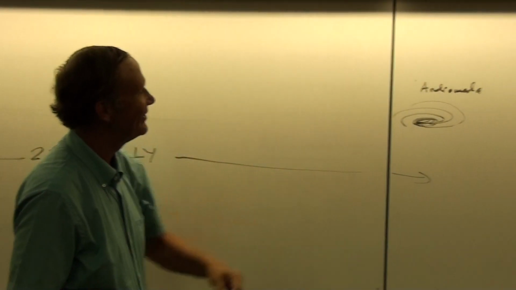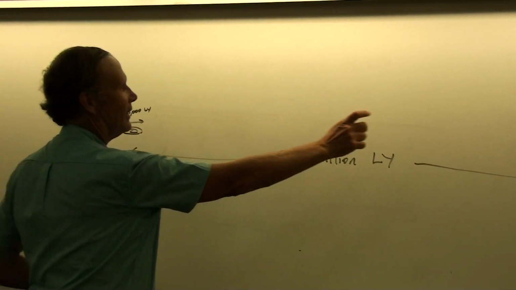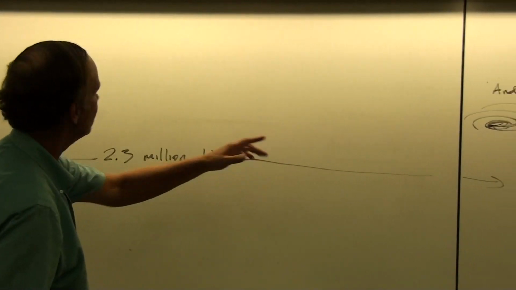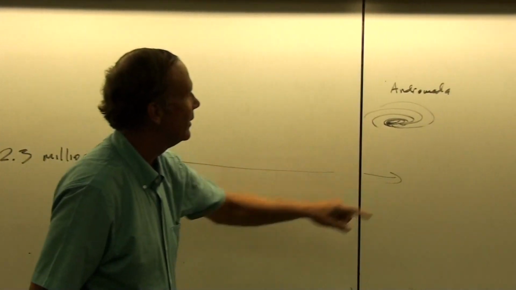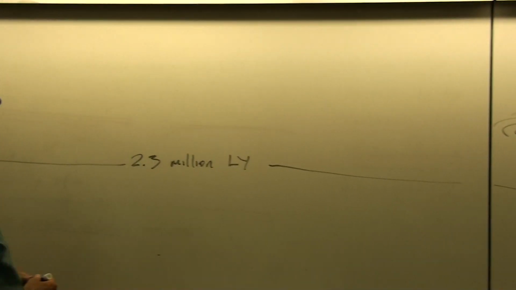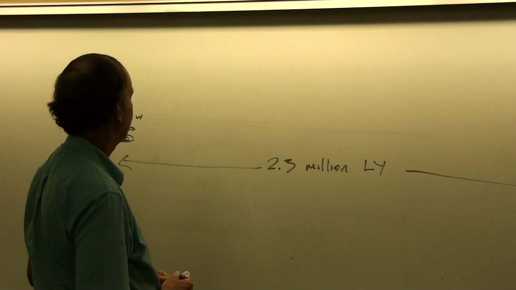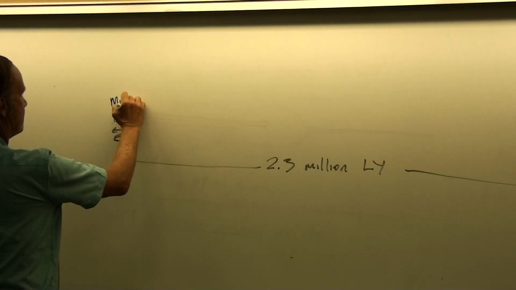So I actually really haven't done quite enough. If I were to really draw this to scale, I'd have to push Andromeda even farther out, so it'd be 23 of these would get me to Andromeda. But that gives you a feeling, at least, for how far away Andromeda Galaxy is relative to the size of our Milky Way.